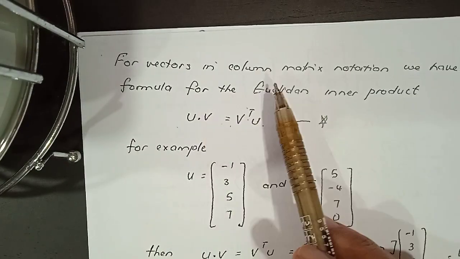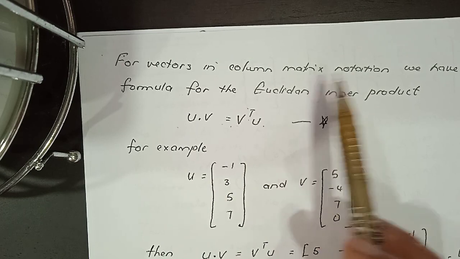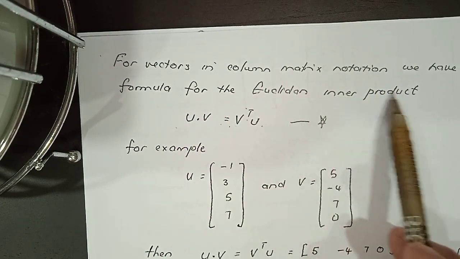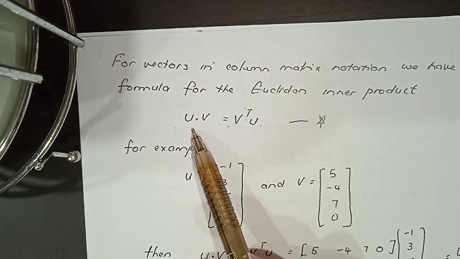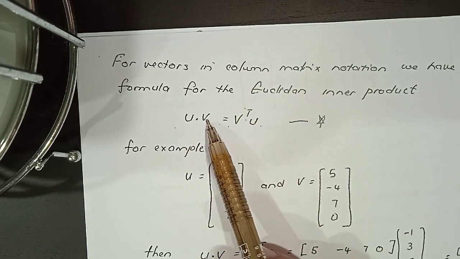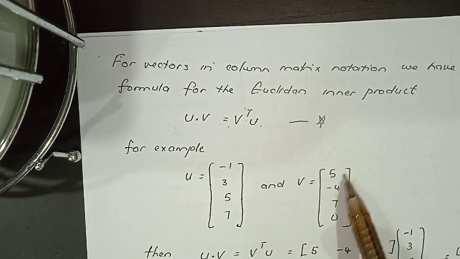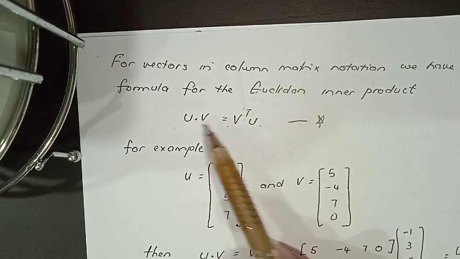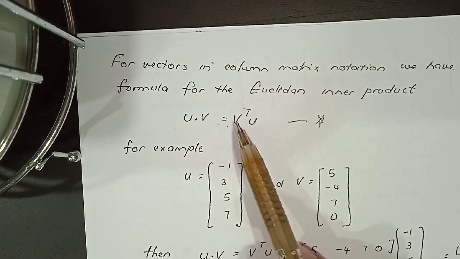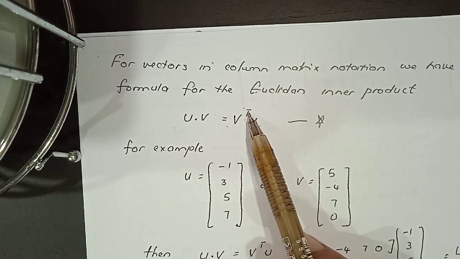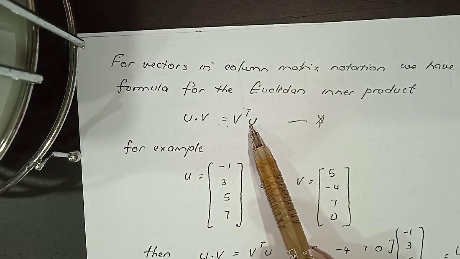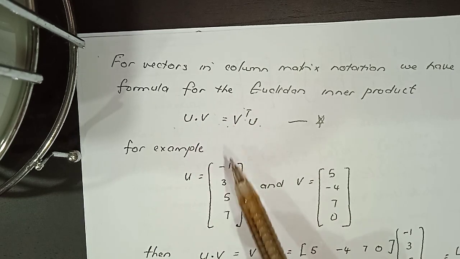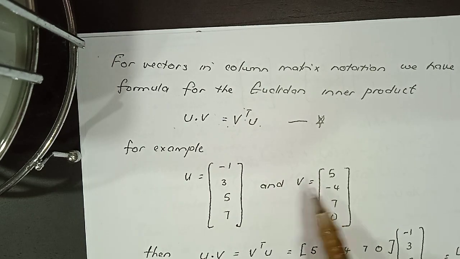Okay, for vectors in column matrix notation, we have the following formula for the Euclidean inner product or the dot product, for u and v given in the column form. So u dot v is equal to v transpose u. This is the same if u and v are given in the column form.